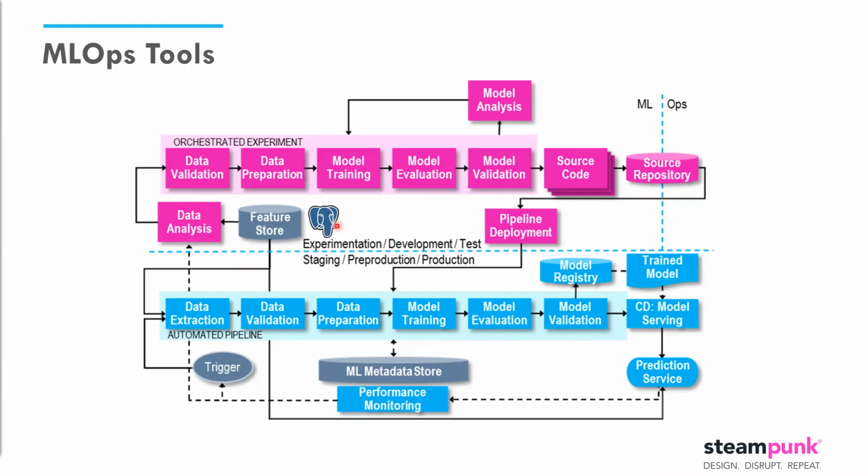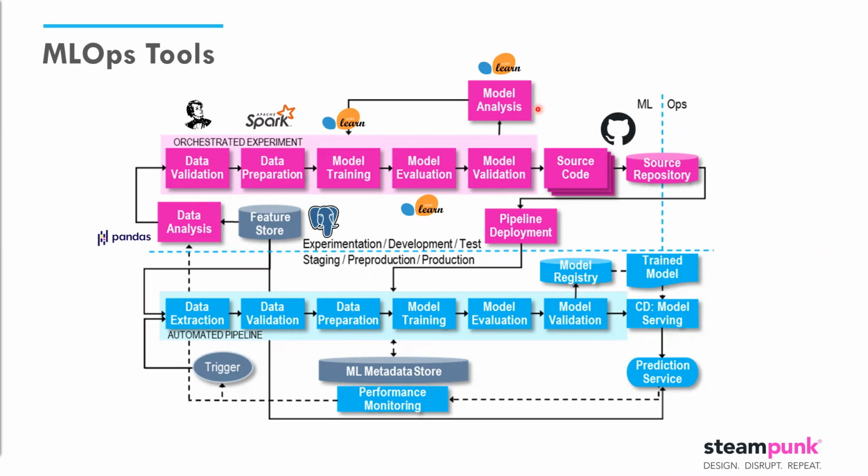For example, we might have a feature store that's using a Postgres database. We can use pandas, which is a Python library for data analysis. There are data validation tools out there like Great Expectations, or Apache Spark for data preparation. Some libraries can be used to complete several steps in the process. For example, scikit-learn can be used for model training, model evaluation and validation, and model analysis.